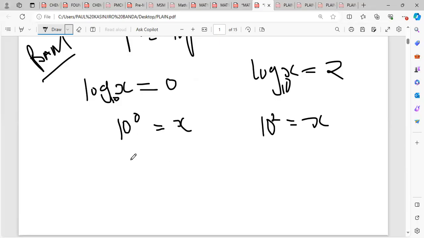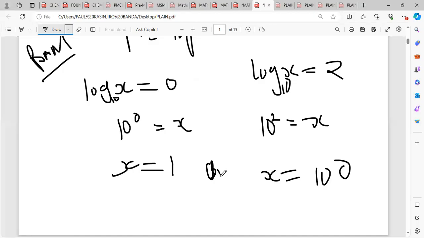So what is 10 to the power 0? We know that any number to the power 0 is 1. And then this side, we're going to have x is equal to 100. So your x there can either be 1 or it can be 100. So these are your x values there. That's how you solve the first question there.